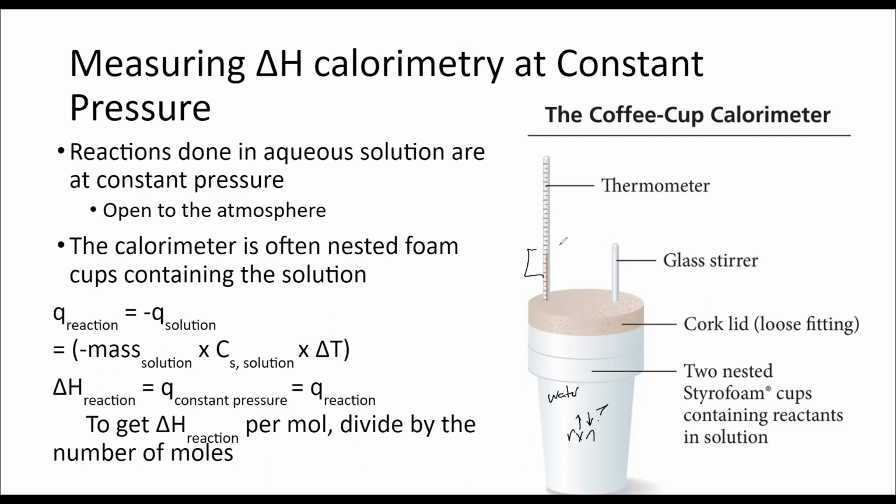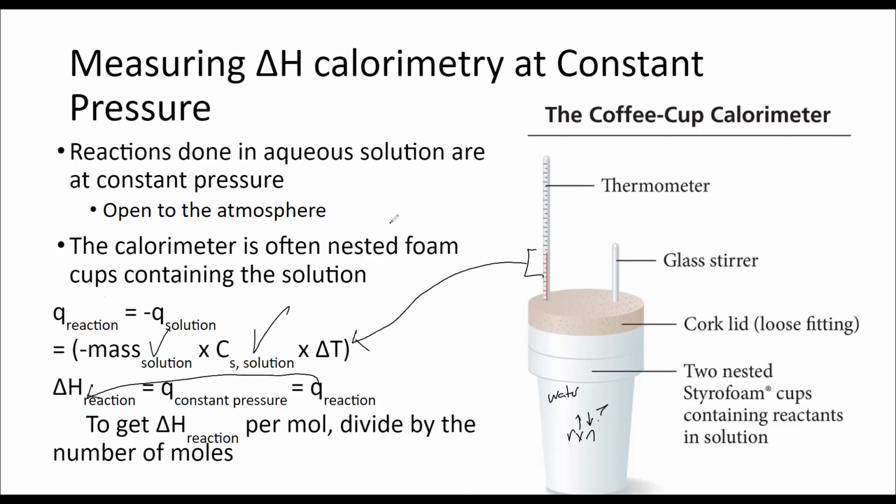And so we know the weight of the water. We know our heat capacity of water. So we watch the thermometer to calculate delta T. And we call this Q solution. And just like the bomb calorimeter, the heat absorbed or released by the solution must have come from the reaction. So once we know Q solution, we know Q reaction. And once you know Q reaction, you know what's called delta H.